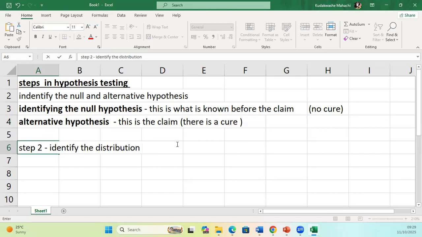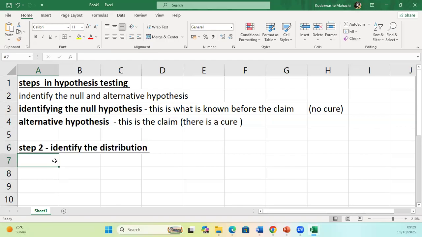So identify the distribution. If you're identifying the distribution, normally there are two distributions that we deal with. We have the normal distribution and the t distribution. So you look at the data that you're given and determine whether we are going to use the normal or z distribution. If you were there in the last session, on the confidence interval, statistical estimation, we did make use of what we are going to talk about now.